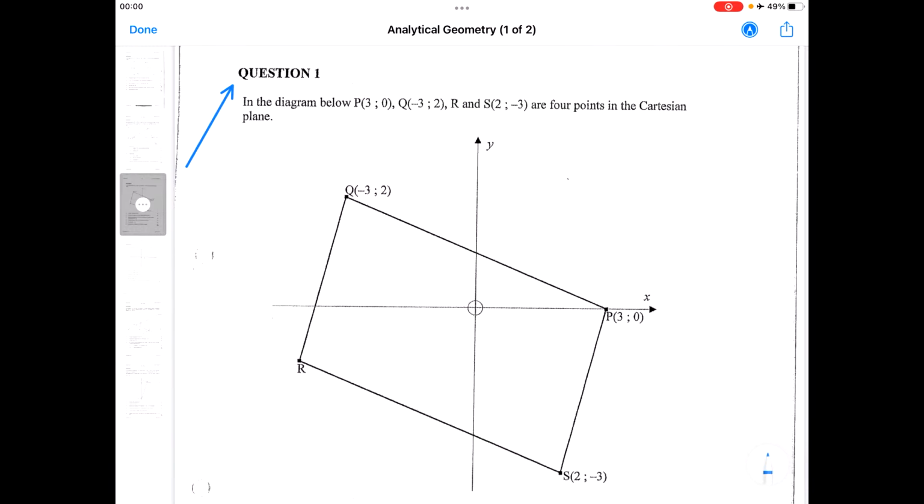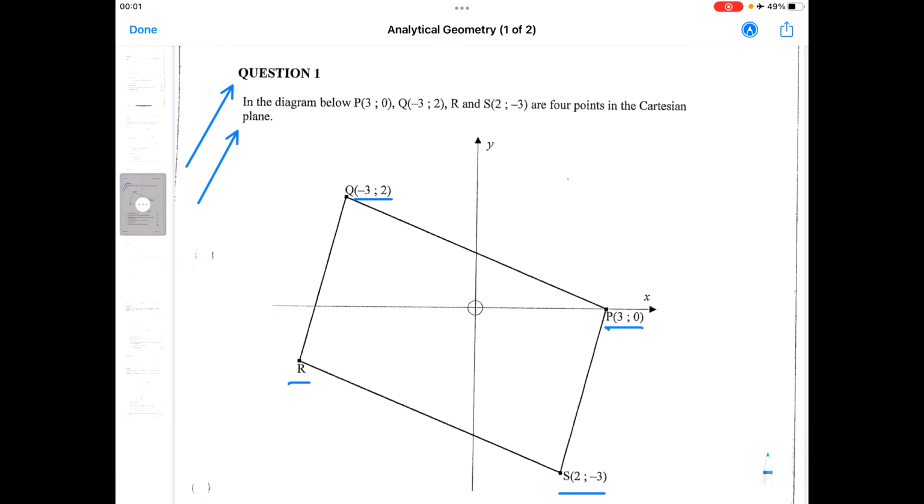So the statement reads as follows. In the diagram below, P being a point having the coordinates (3, 0), there is P. Q having the coordinates (-3, 2), there is Q. R, where is R? R is there. And S having the coordinates (2, -3) are 4 points in the Cartesian plane. Makes sense.